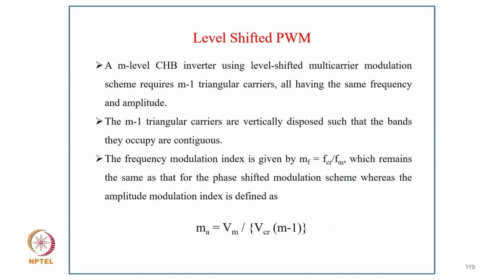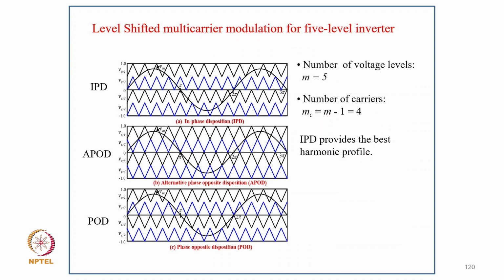Now coming to level-shifted PWM. An M-level inverter using level-shifted multicarrier modulation requires M-1 triangular carriers, all having the same frequency and amplitude. The M-1 triangular carriers are vertically disposed such that the bands they occupy are contiguous, and the frequency modulation index is given by MF equal to FCR upon FM, which remains the same as for the phase-shifted modulation scheme, where the amplitude modulation index is defined as MA equal to VM upon VCR into M-1. And this is typically the level-shifted multicarrier modulation for 5 levels.